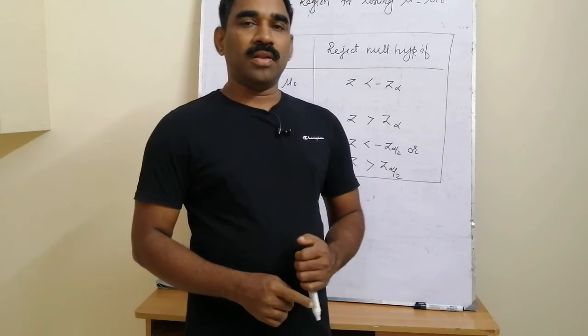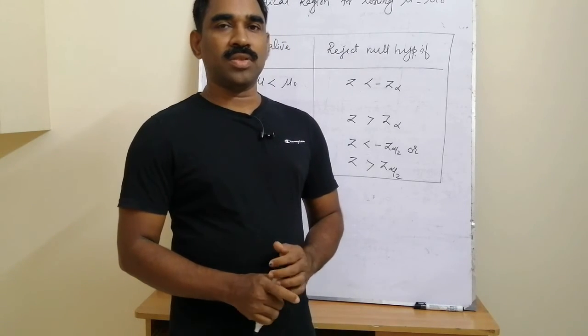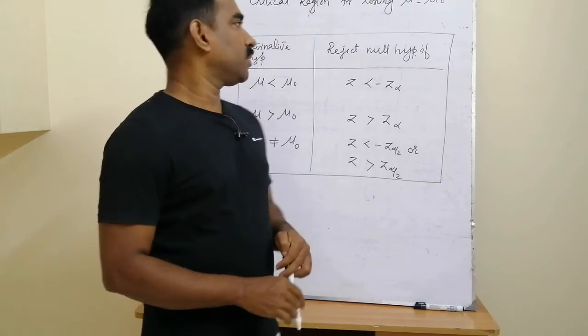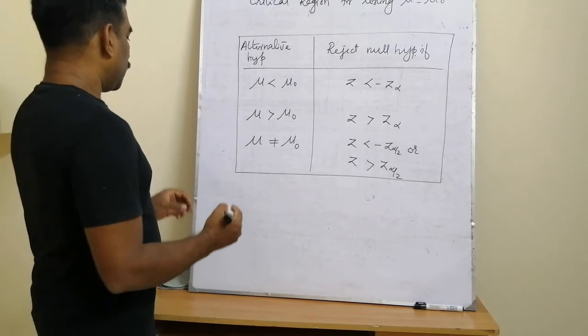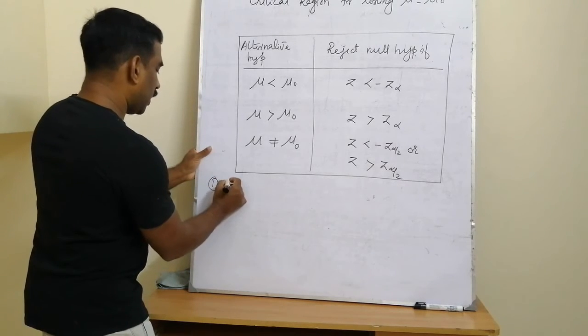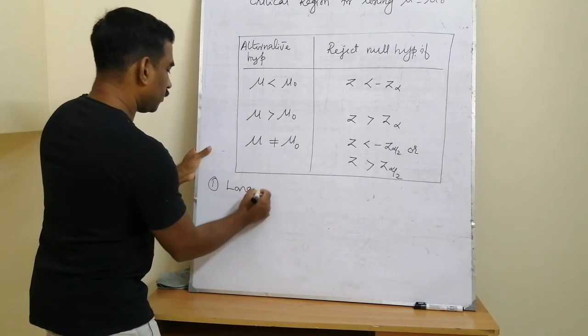Next we consider the different types of test statistics or sampling distributions we use, and the corresponding critical regions. Suppose we are using the first type of testing, the normal test for large samples.